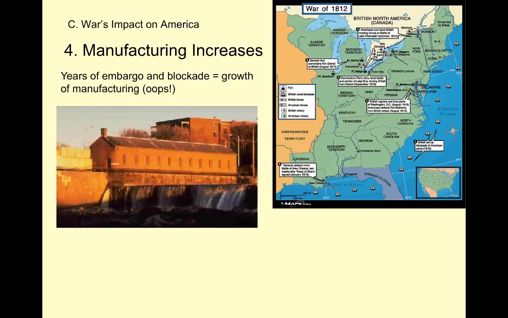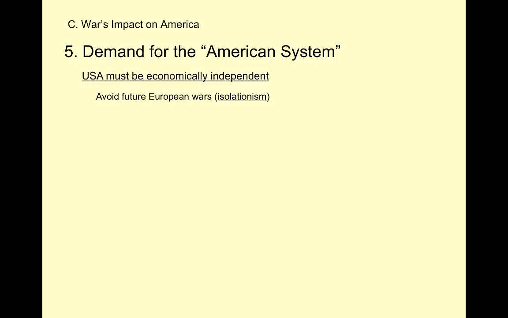Here we see one of our first factories in America. We'll talk more about Lowell, Massachusetts, but notice it's located next to water, so it's a water mill. It's a textile mill. Next, we see this thing emerge from the War of 1812 called the American System. One of the big proponents of the American System was a gentleman by the name of Henry Clay that we've talked about before. And the idea coming out of this war is that we've now fought the British twice in a relatively short amount of time, and we don't want another war to occur.